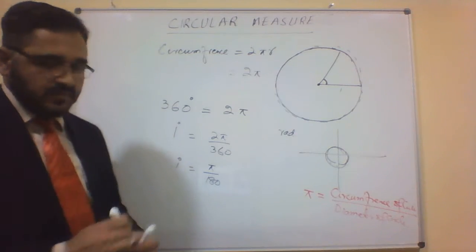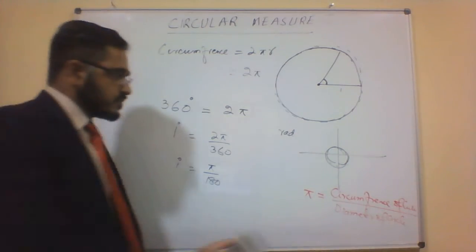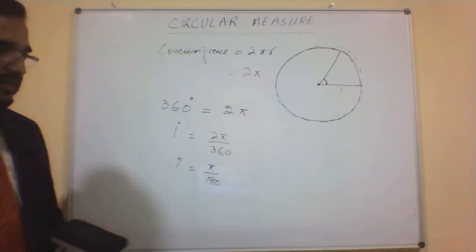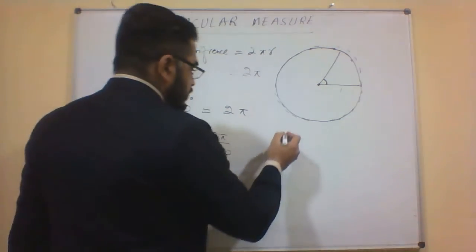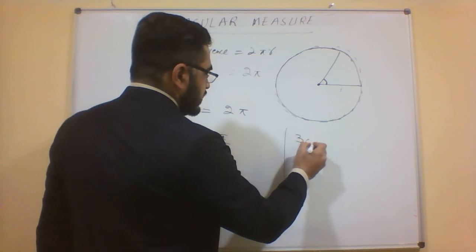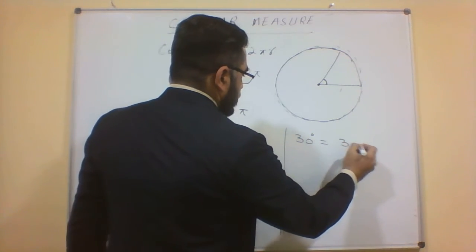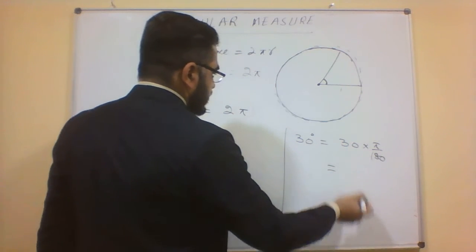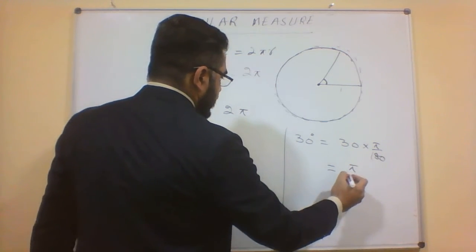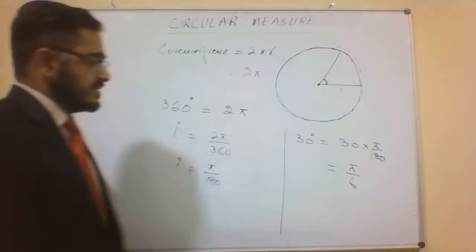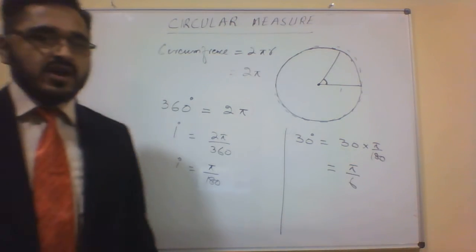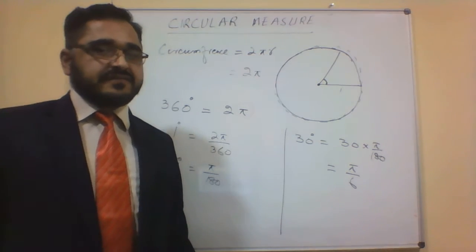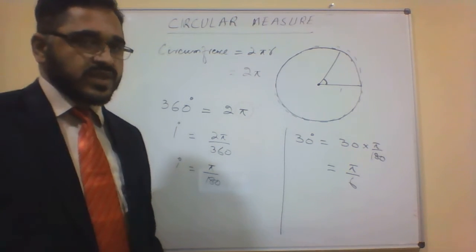Suppose we are converting 30 degrees into radian. Then 30 multiplied by pi divided by 180, and we cancel, that will be pi divided by 6 radian. 30 degrees is equal to pi divided by 6 radian. In this way we can convert from degree to radian.